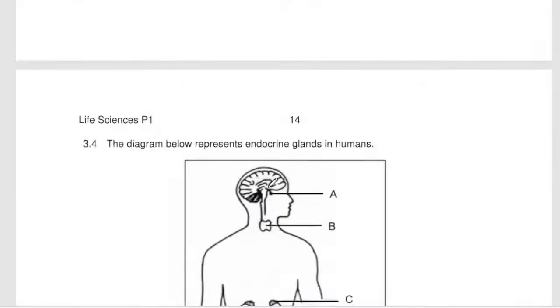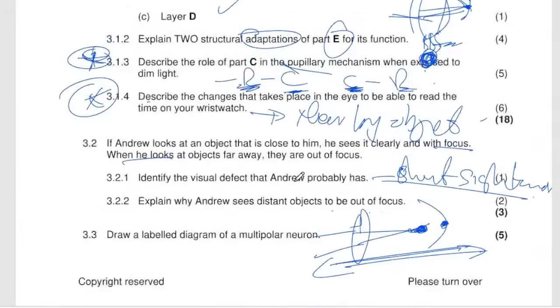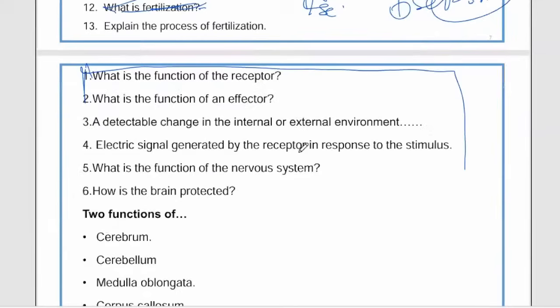Then from there we can go back to our catch up, and we see that the function of a receptor is basically to detect the changes in the external environment.